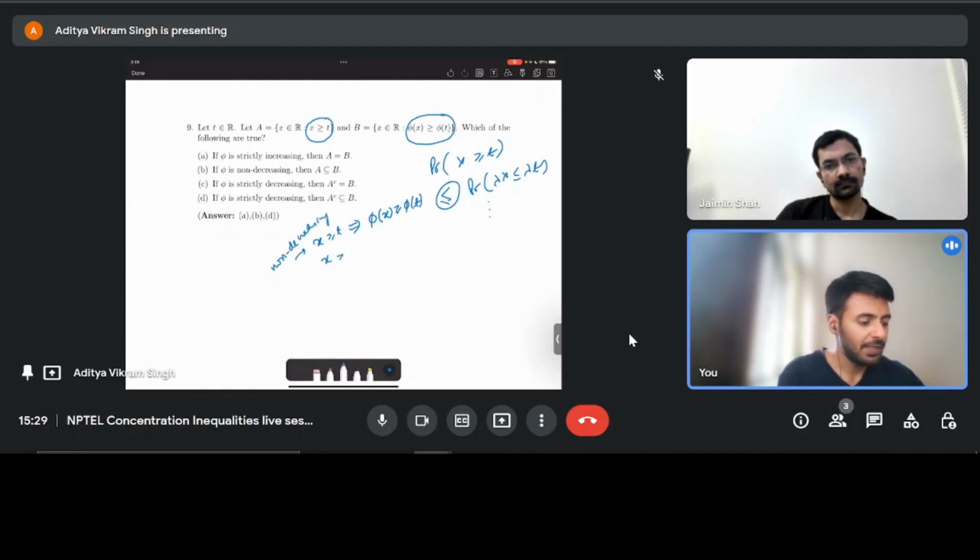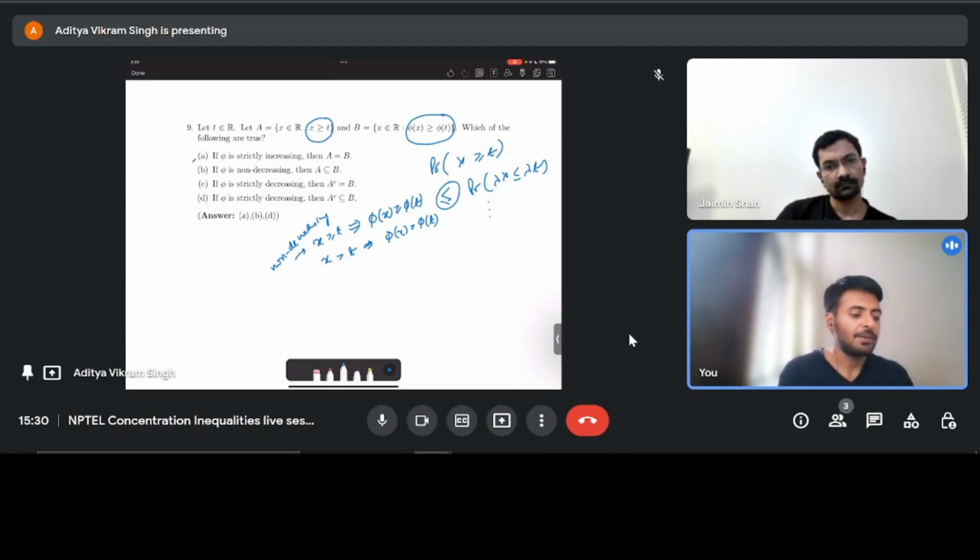But we also have that x is greater than t implies phi x is greater than phi t. If x is strictly greater than t, phi x is strictly greater than phi t. So basically, there's a one-to-one correspondence between x and t. And so if phi is strictly increasing, then these two sets A and B are equal. It's just a mapping.